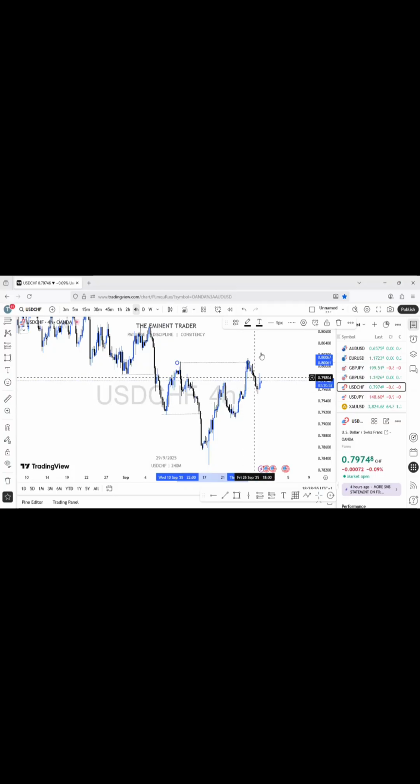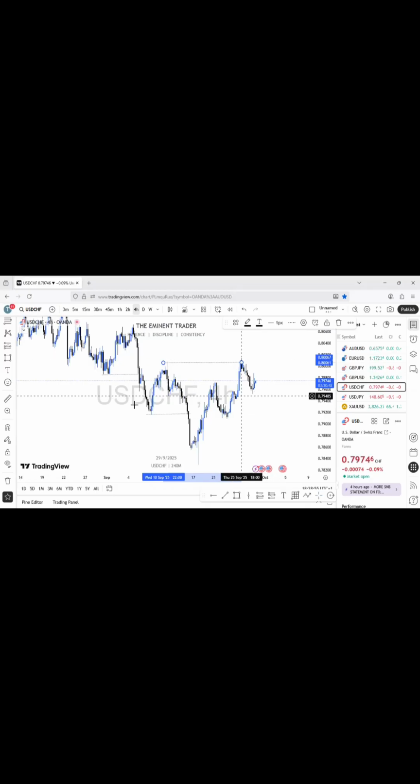So after the break of structure, you can look for very good buys. Personally, I'll be waiting for this to be taken out with a full body and create a break of structure. That way, I'll be more certain about my buys, because after that break of structure, this whole area becomes a demand zone.